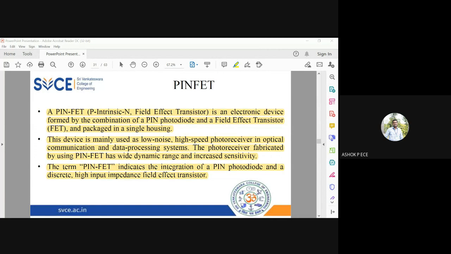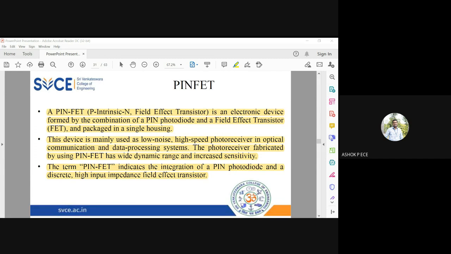PIN has 3 layers, PIN. You know what is the notation for P and N? P is going to have acceptor atoms. N is going to have donor atoms. I is called the intrinsic region. The intrinsic region will be a heavily doped region. So the PIN photodiode has 3 layers, P, I, and N.